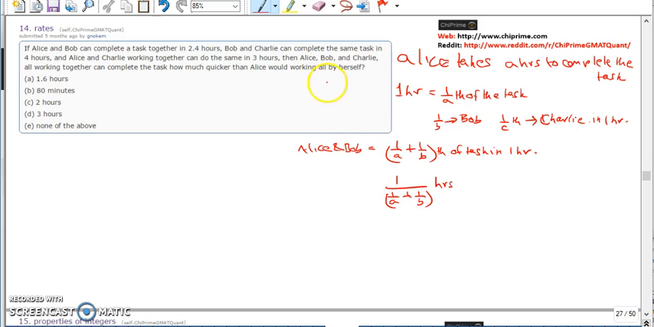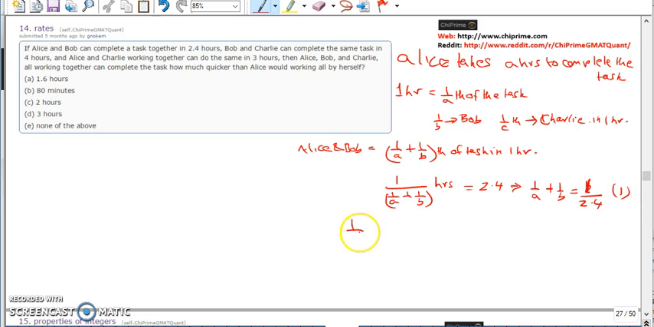So this problem and all problems of this nature usually assume that the people are working at a uniform rate. So Alice and Bob working together can complete the task in 1/(1/A plus 1/B) hours, and this is given to be 2.4. Or in other words, this implies that 1/A plus 1/B is equal to 1/2.4. Let's call this equation 1.